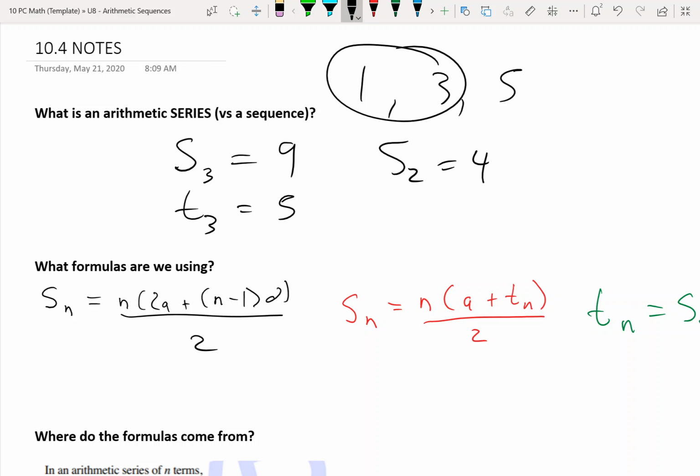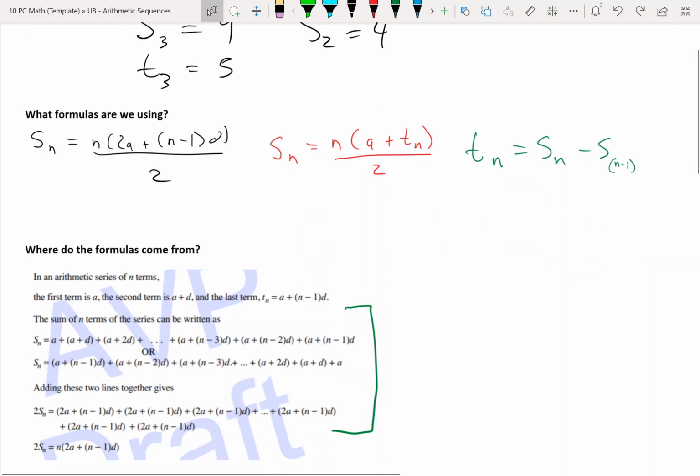So there's 3 formulas we're going to use, these 3 right here. Basically every question works the same way, we just need to pick a formula. This first formula, it's pretty complicated. It's explained in a lot more detail here where it comes from.